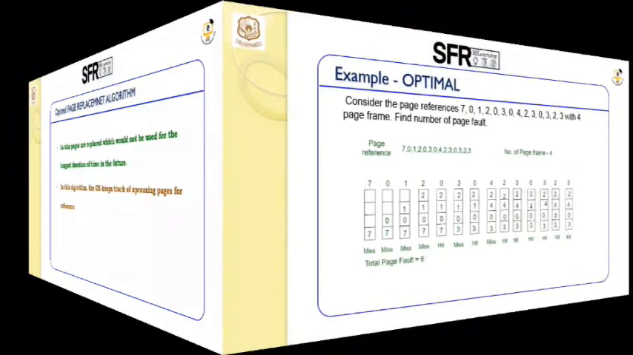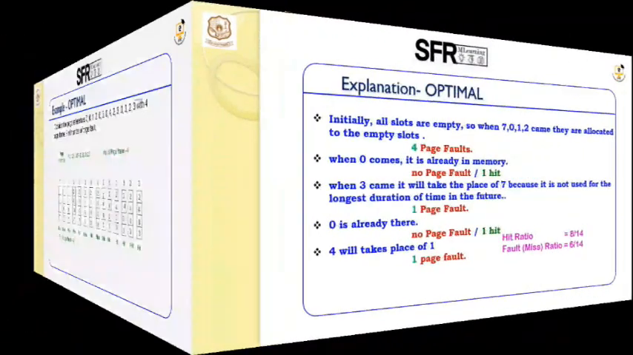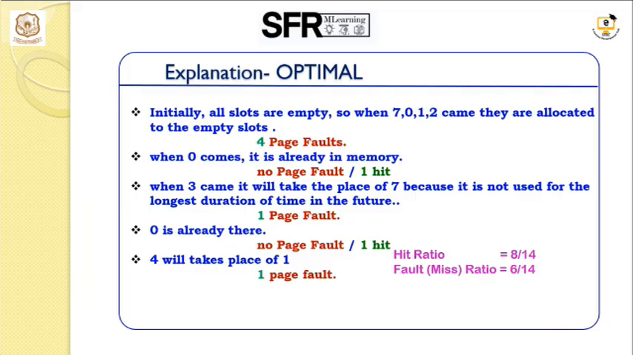So, look at the example. Consider the page references. Here we have a long reference string, 7, 0, 1 and so on, with 4 page frames. Count similarly. When a new page enters, it is considered a page fault or miss. When the page is already present, it is considered a hit. Count the number of page faults here: there are 6 page faults. So, this is a detailed explanation of the optimal page replacement example. Hit ratio is 8 by 14, page fault ratio is 6 by 14.